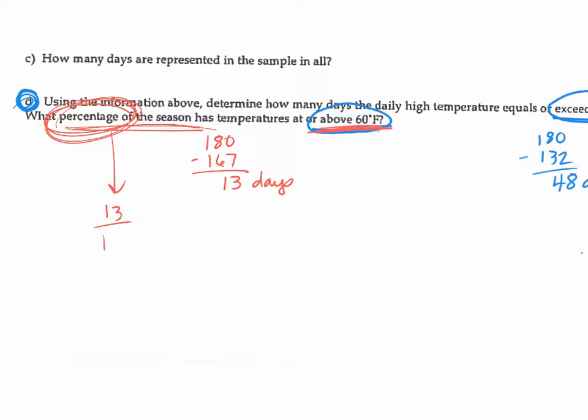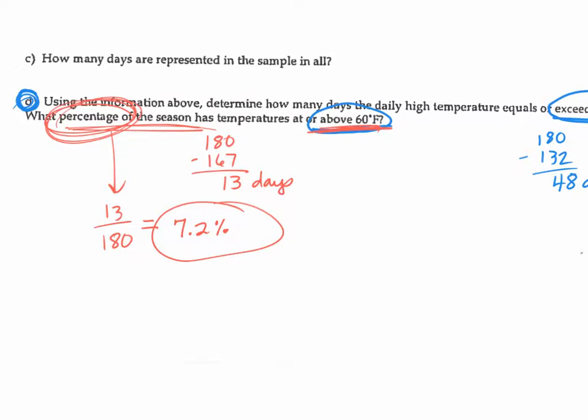13 out of the total 180 days, which would be whatever that is. Probably like 7.5% or something along those lines. What is it? 7.2%? Okay. So somewhere along those lines. So it's 7.2% of the season that had temperatures above 60 degrees.